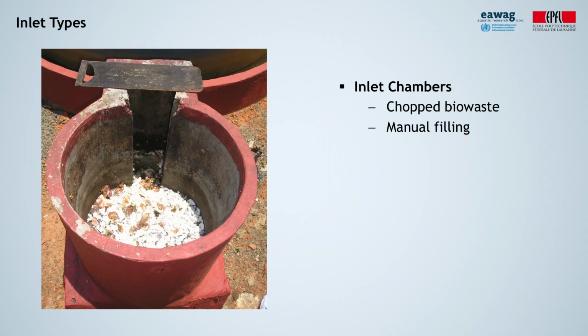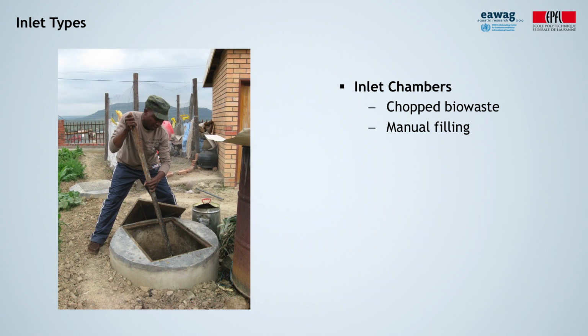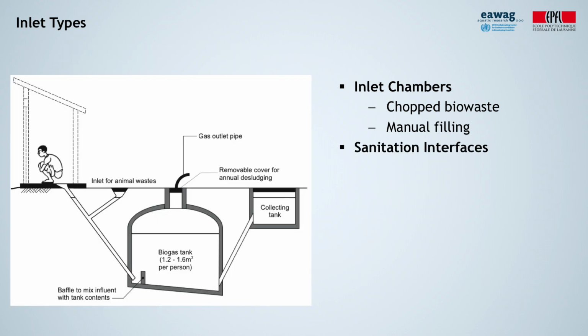Here we see some examples. They often required manual filling and steering as shown here. Then we also have sanitation interfaces, toilets, etc. Often biogas digesters are directly connected to private or public toilets with an additional access point for other organic materials.